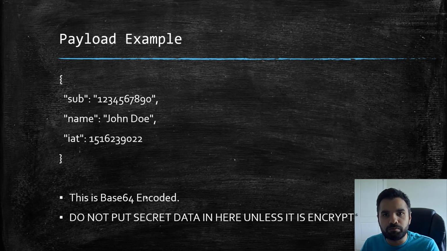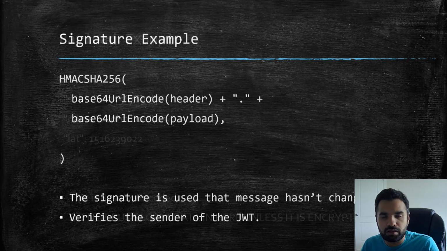Now, one thing you must consider is, when you're doing a code review or looking at a token, if you ever find that this token contains secret data, then that's an obvious security vulnerability. Unless it is encrypted, right? If you can see it by just decoding it, then that's a problem, because encoding is not encryption.